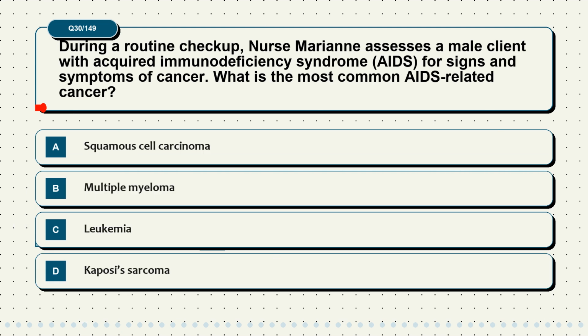Question 30. During a routine checkup, Nurse Marion assesses a male client with acquired immunodeficiency syndrome, AIDS, for signs and symptoms of cancer. What is the most common AIDS-related cancer? Here are the options. Option A, squamous cell carcinoma. Option B, multiple myeloma. Option C, leukemia. Option D, Kaposi sarcoma.